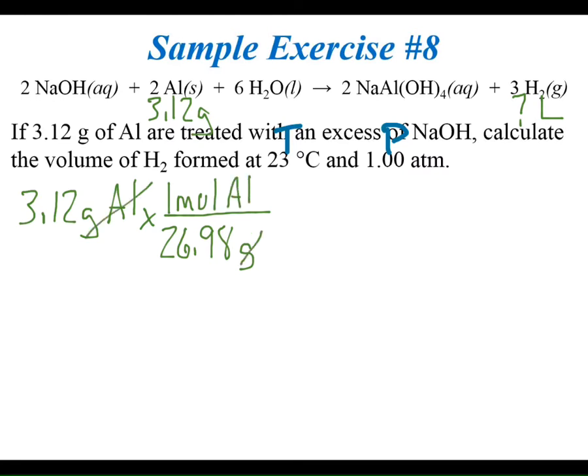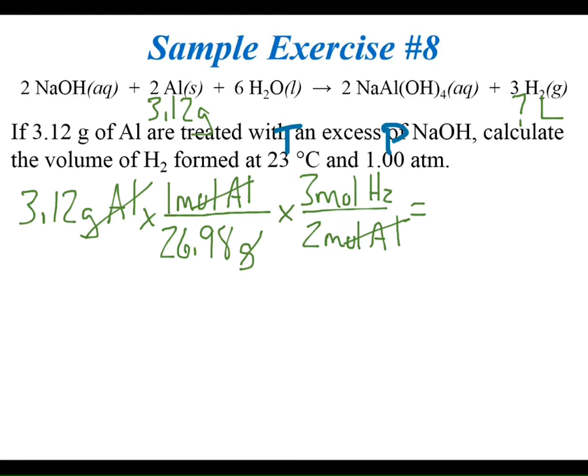Okay, so grams canceled. But I don't want aluminum, I want hydrogen. So how do I relate aluminum to hydrogen? Mole to mole ratio, right, which is what for this balanced equation? For every 2 moles of aluminum that goes in, we get out 3 moles of hydrogen. Perfect. So 2 moles of aluminum gives us 3 moles of hydrogen. Let's see how many moles of hydrogen we get, and that'll be our N. Now, that'll be moles.